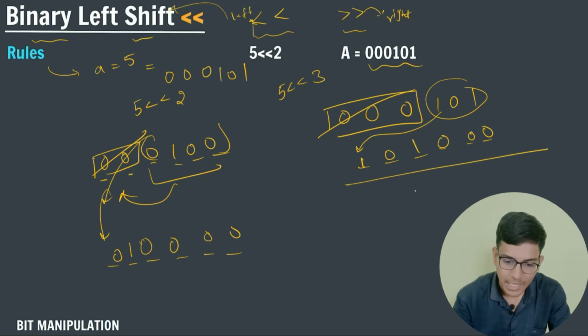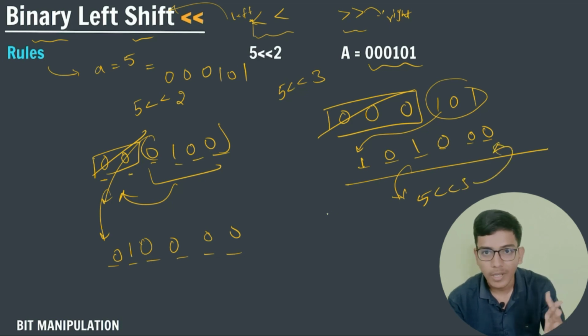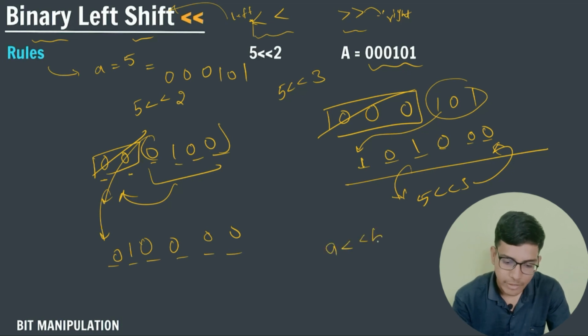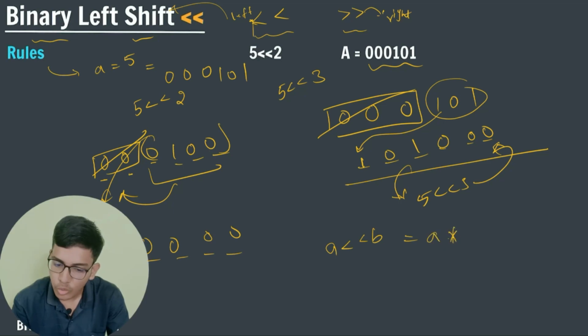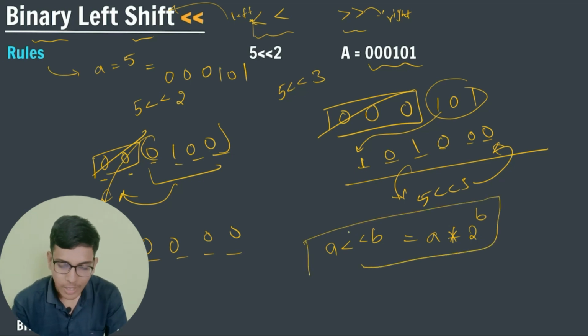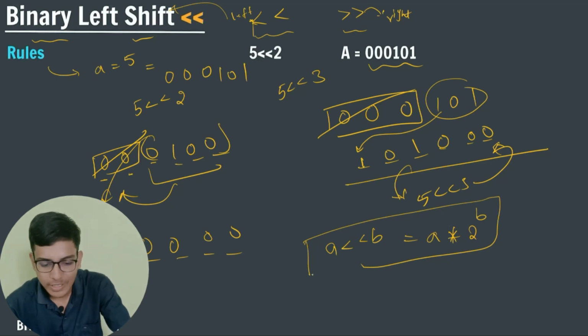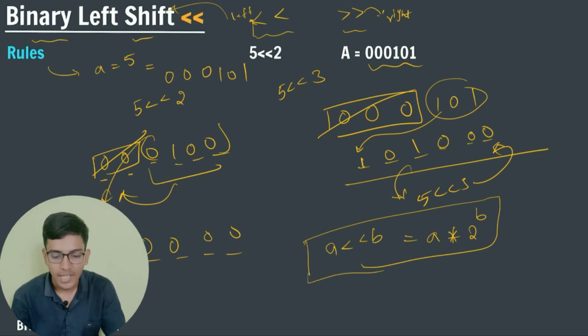This is the answer I will get for binary left shift 3. So there is a formula for calculating binary left shift, that is a left shift b is equal to, in decimal format, the answer is a times 2 to the power of b. So this is the formula. When we are in competitive coding, you might use this formula. So remember, note down in your book that this is the formula for binary left shift.